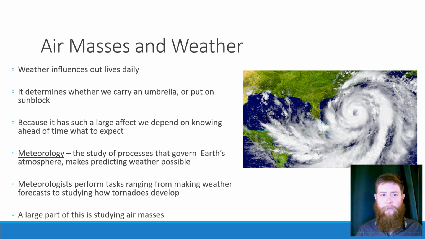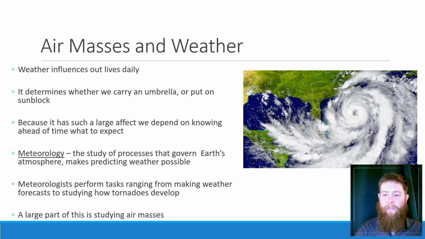And so we have a whole field of earth science, meteorology, dedicated to studying these processes and making it more possible to predict weather. We're still getting better at it, and we're not always right 100% of the time, but we will learn how we make these predictions based on what we're seeing in global wind patterns and air masses, etc. A meteorologist has a lot of jobs. It can be as simple as making a weather forecast, all the way to studying how tornadoes develop and how massive a hurricane is going to be before it hits the coast.